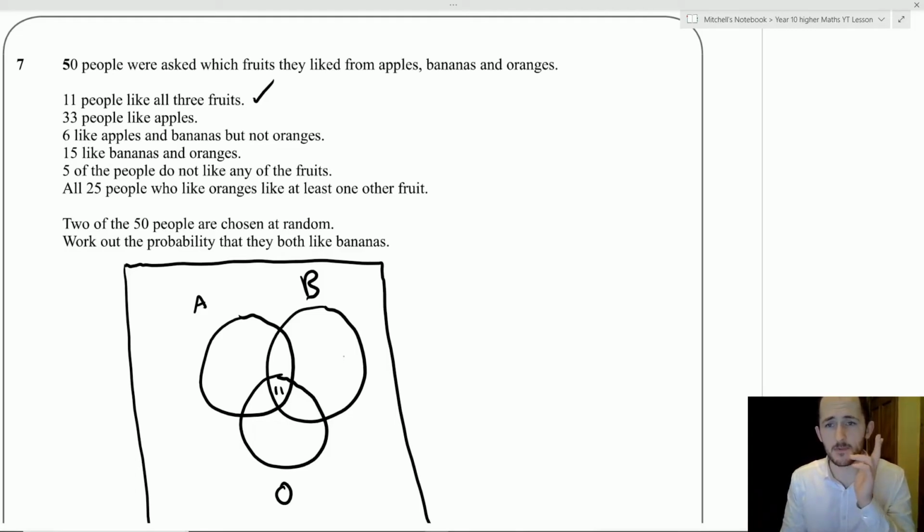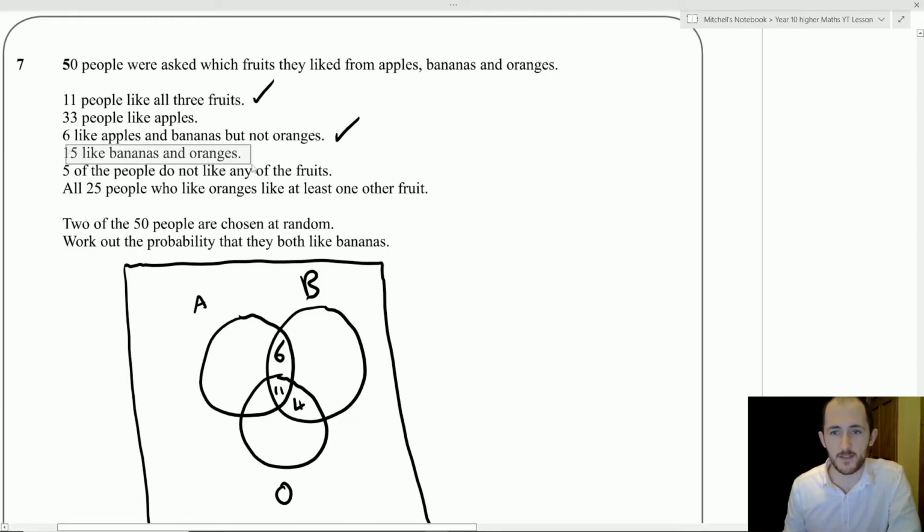6 people like apples and bananas, but not oranges. So apples and bananas is here, not oranges. So that should be 6 there. Right? Because again, we're not including the people that like oranges, so they shouldn't overlap. Okay? So 15 people like bananas and oranges. So again, that's in total, so this should be 4. Because again, it doesn't specify that they don't like apples.